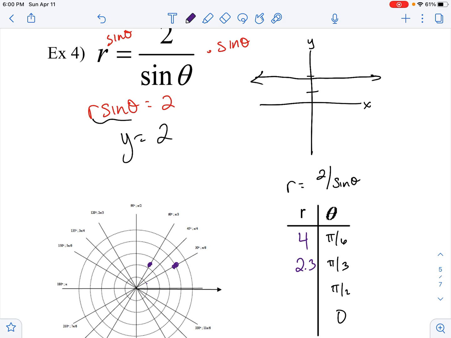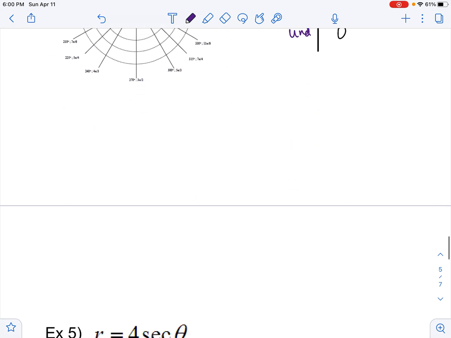If I go to pi over 2, 2 divided by sine of pi over 2 is 2. So that gives me another point right here. And you can see that horizontal line. However, if I plug in 0, and if I do 2 divided by sine of 0, that actually gives me an error. That value is undefined. So when I plug in 0, there is no value because that makes the denominator equal to 0. So it gives me an undefined value. Okay, again, I could plug in more points, but I know that this is just going to be a horizontal line. I've got enough points to draw that horizontal line. So knowing what the shape's going to look like will definitely help.